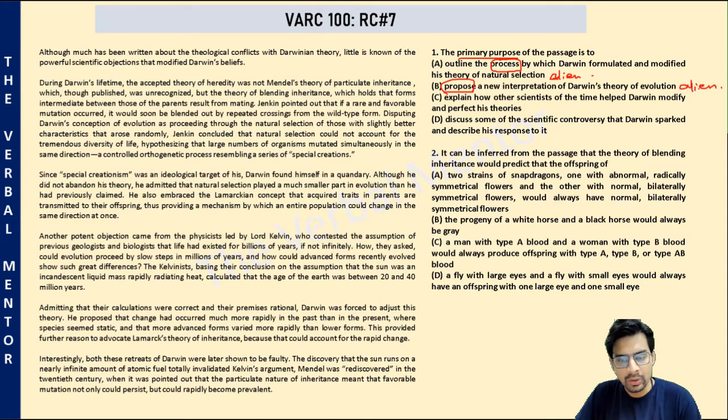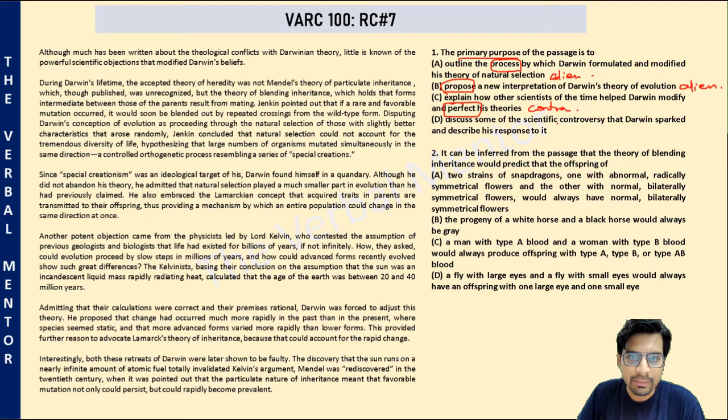Option C, to explain how other scientists of the time helped Darwin modify and perfect his theories. Now, please note, as a matter of fact, it is written that the revisions that Darwin made as a response to other scientists' objections only were proven wrong later. So the other scientists did not actually help him perfect his theories, right? So this is contradictory to what the passage says in the last paragraph.